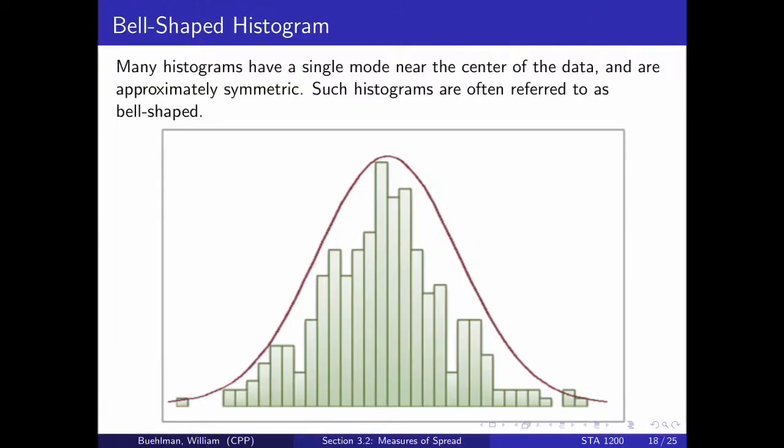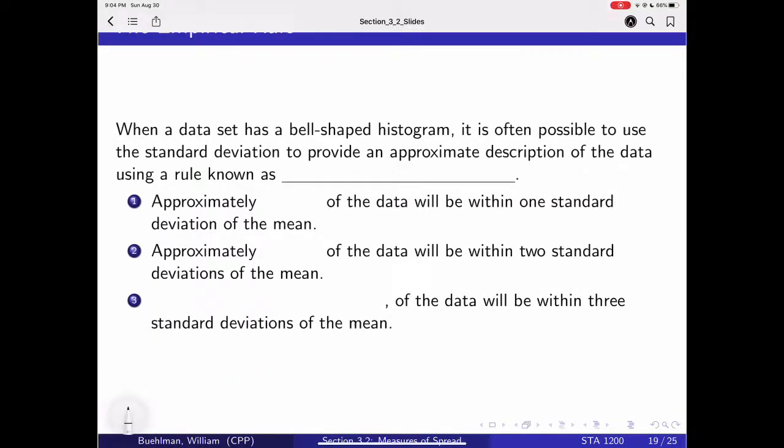So now we're going to talk about bell-shaped histograms. Many histograms have a single mode near the center of the data and are approximately symmetric. We call these types of histograms bell-shaped. If we have a data set that we know has a bell-shaped histogram, it is often possible to use the standard deviation to approximate the description of the data using a rule that's called the empirical rule.